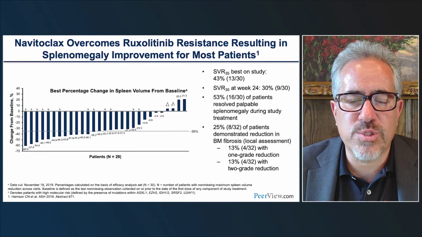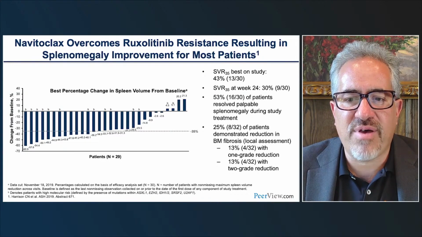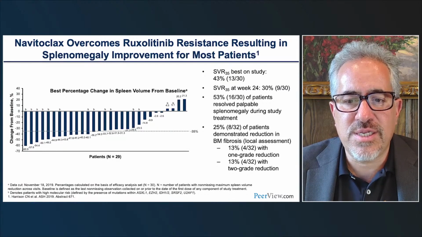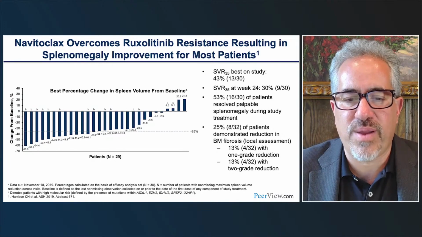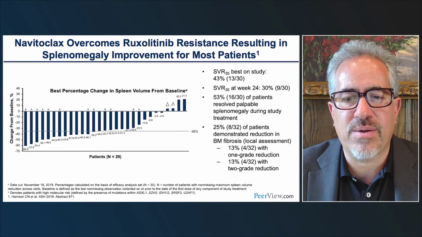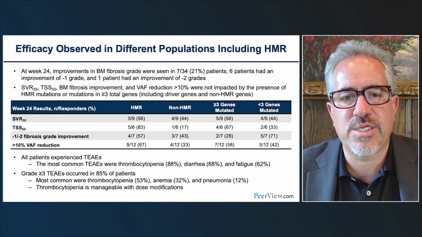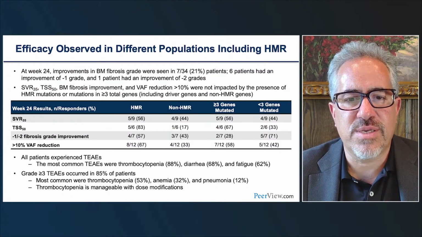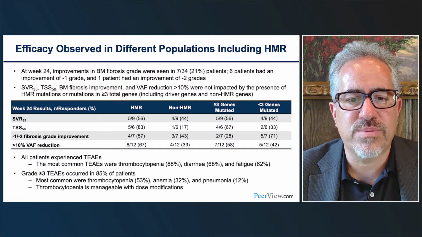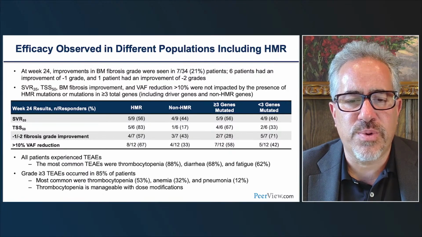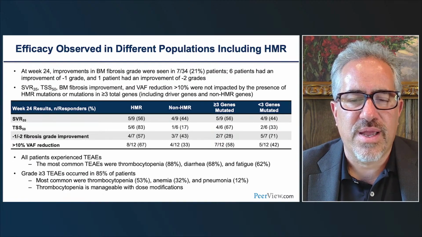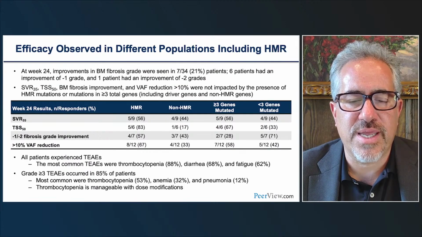This is partial responders who then went on to have a very nice response. Additionally, there was evidence in 25% of improvement in bone marrow fibrosis, so perhaps some incremental sense of activity with a combination. Additionally, this efficacy was observed in populations with high-risk molecular features. And this is pretty exciting. This has been a more difficult group. They sometimes have had lower response rates in clinical trials with single agents.